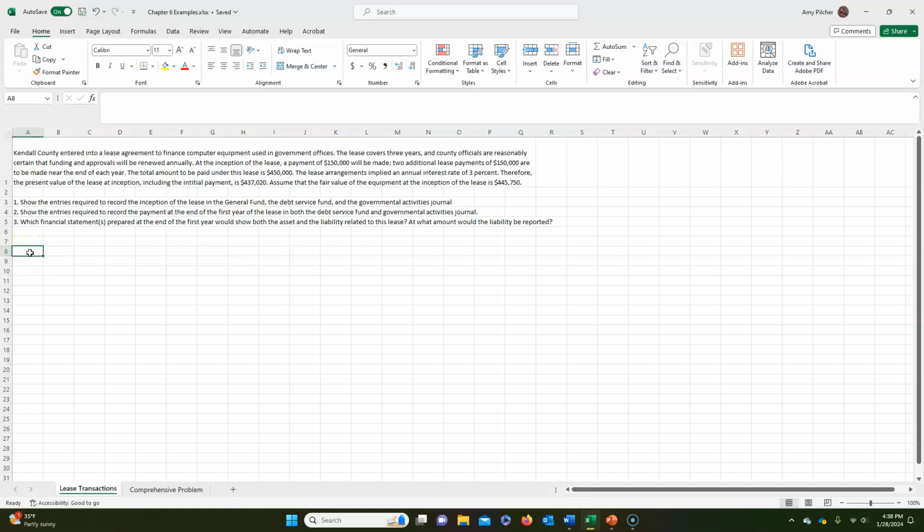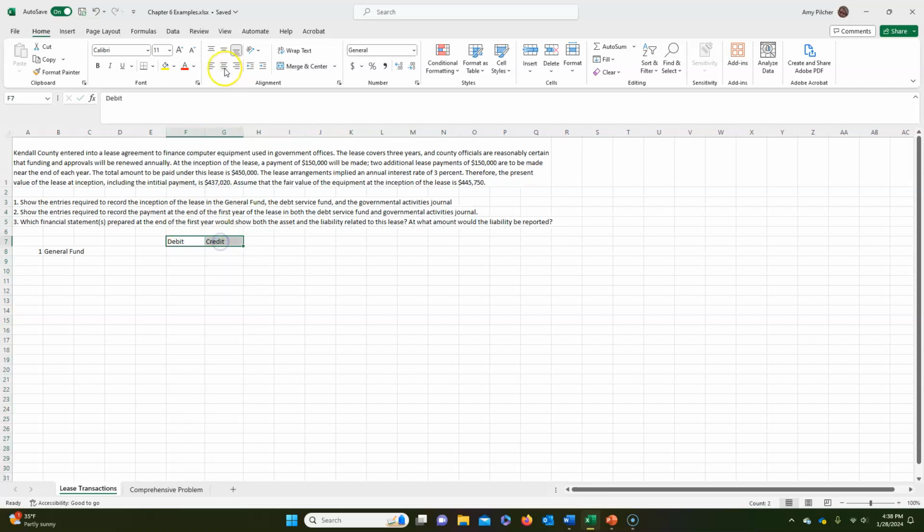So for 1, we'll do general fund, and then we'll put debit and credit for our journal entries. So for our general fund, we have a debit to expenditures for the present value. And then a credit to other financing sources, leases.